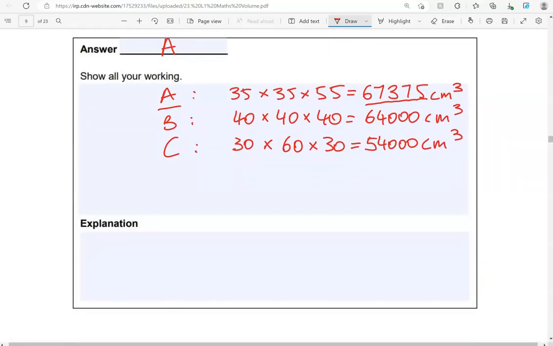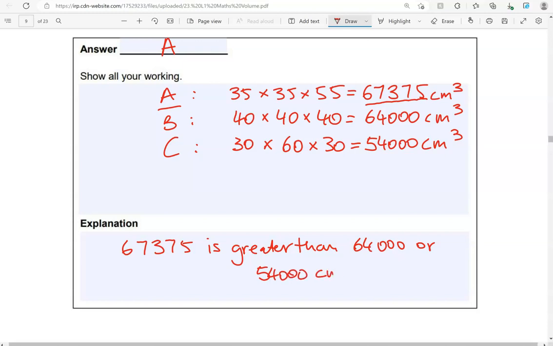We've got to give an explanation, so we're going to say that 67,375 is greater than 64,000 or 54,000 cubic centimeters.